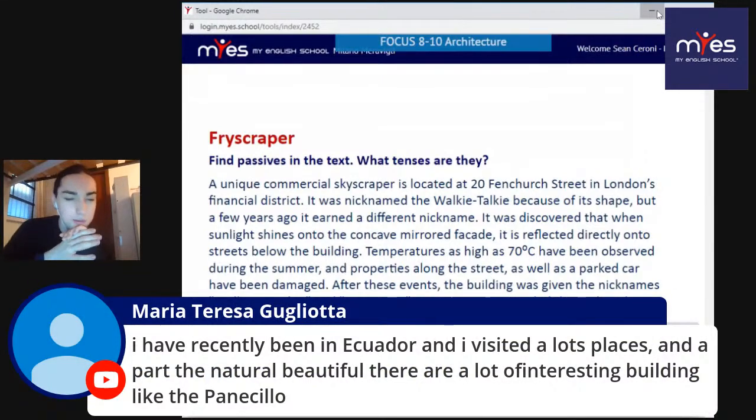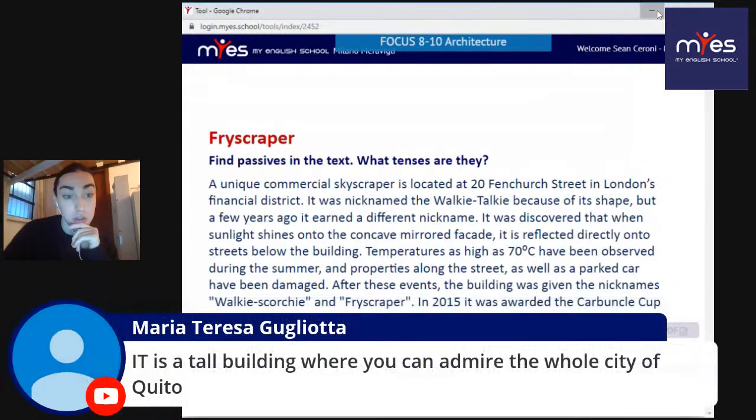Okay, Mary, I have recently been in Ecuador. I visited a lot of places, and a part of the natural beauty there. Apart from the natural beauty, there are a lot of interesting buildings, like the Panecillo. It is a tall building where you can admire the whole city of Quito. That's great. That's a wonderful, interesting place to travel.